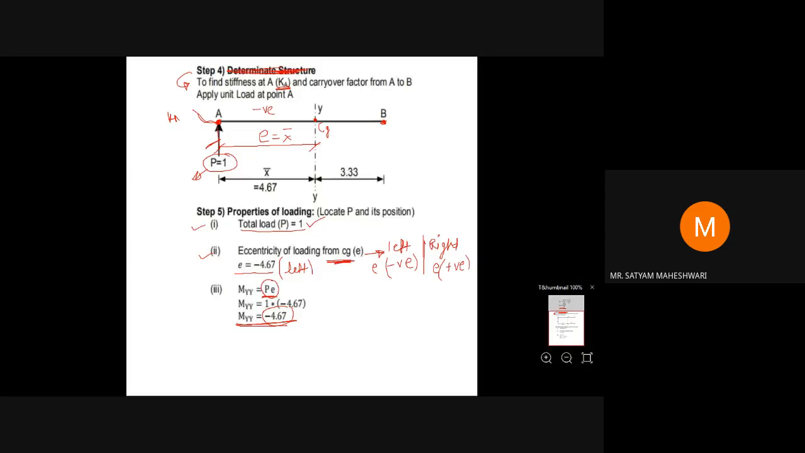Then eccentricity, then MYY. Then next step, use the basic equation of the column analogy, that is P by A plus or minus M. We are going to take the maximum value of indeterminate moment. So P by A plus MYY by IYY into X. Then put the value of P here. P is equal to 1.